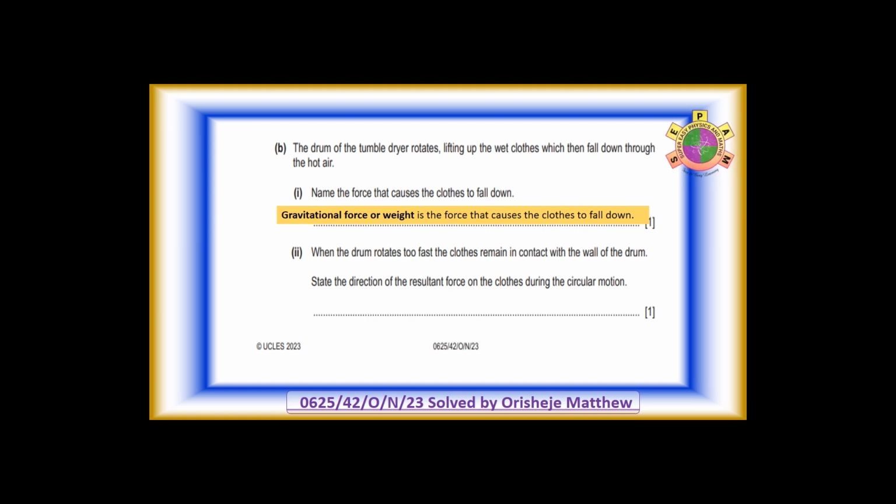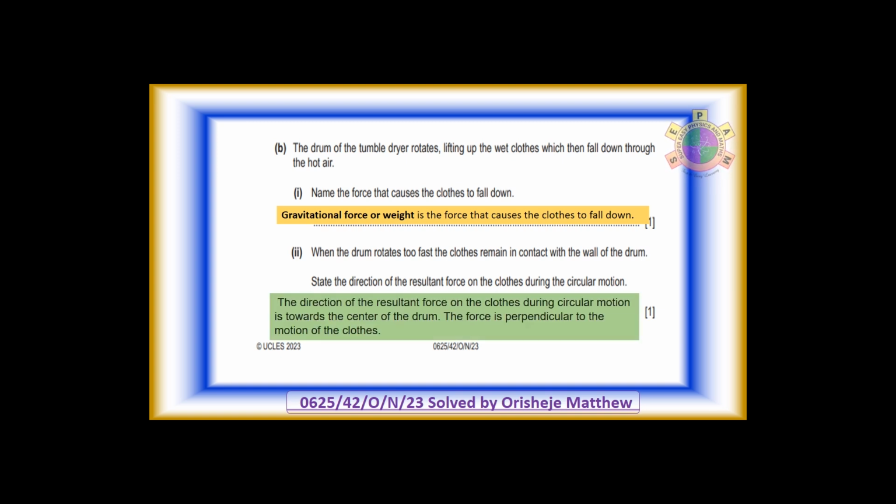2. When the drum rotates too fast, the clothes remain in contact with the wall of the drum. State the direction of the resultant force on the clothes during the circular motion. The direction of the resultant force on the clothes during circular motion is towards the center of the drum. The force is perpendicular to the motion of the clothes.